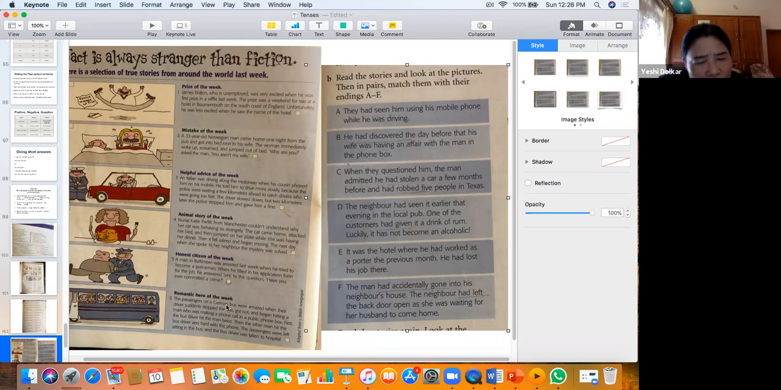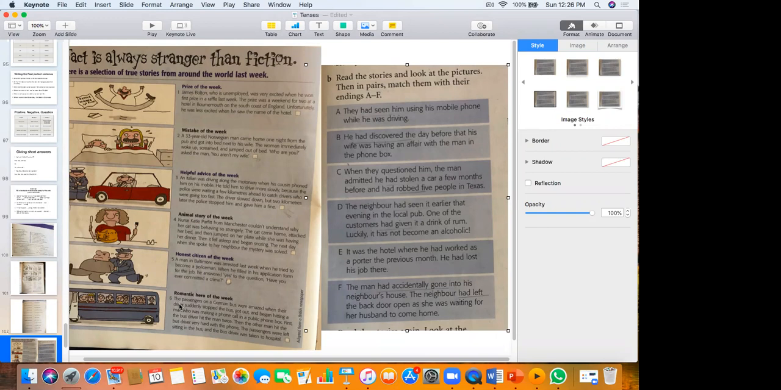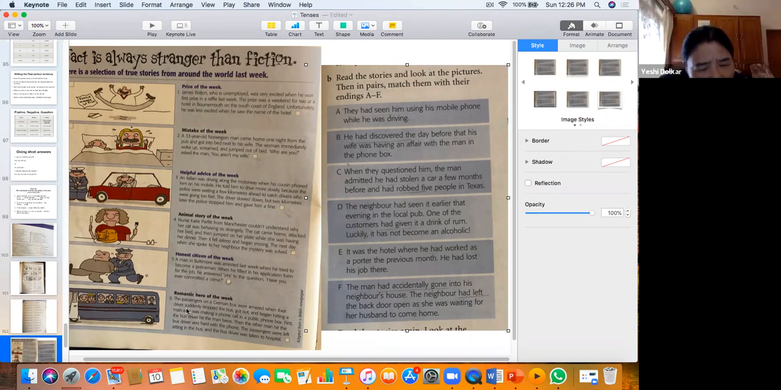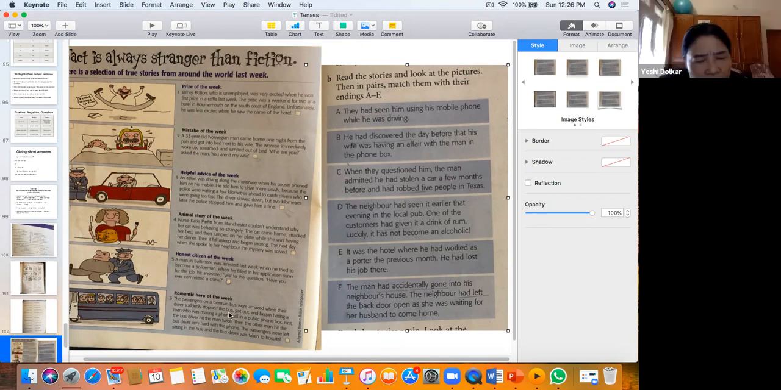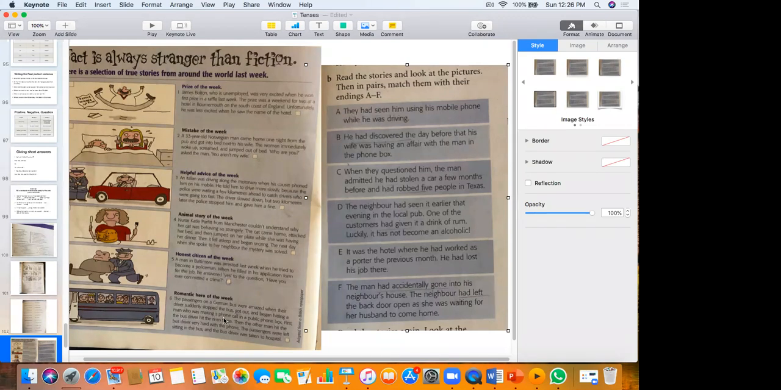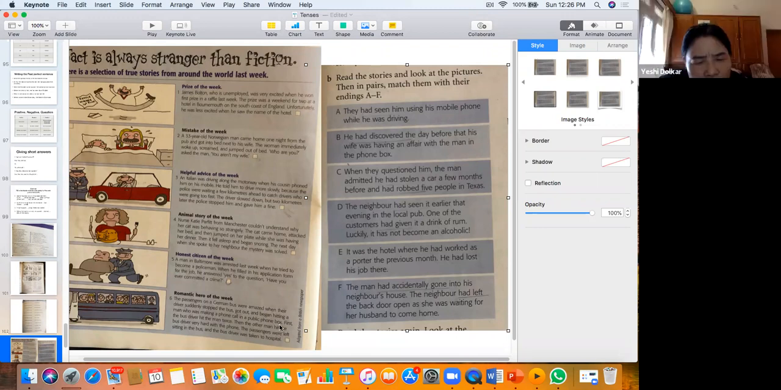A passenger on a German bus. I think it's a driver. It's a driver. Yes, the passengers on a German bus were amazed when their driver suddenly stopped the bus, got out and began hitting a man who was making a phone call in a public phone box.